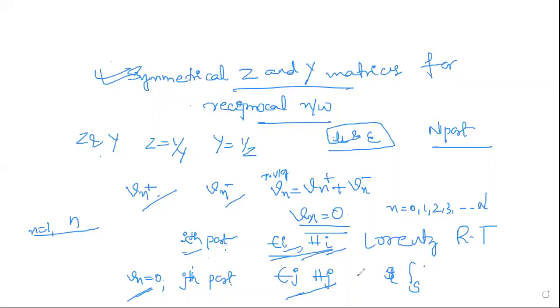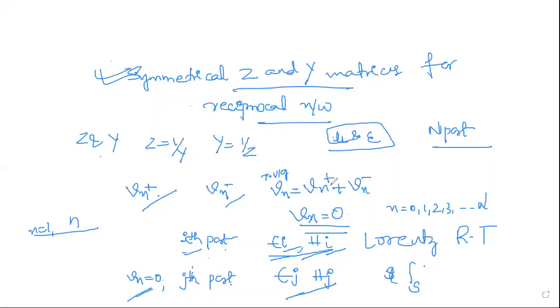So when you consider the non-zero integral, you will be writing the equation in terms of Ei and Hi, Ej and Hj. So I'll clear the screen. One minute, ma'am. Okay. I'll write the equation for Lorentz reciprocity. Don't write this. Done? Yes, ma'am.